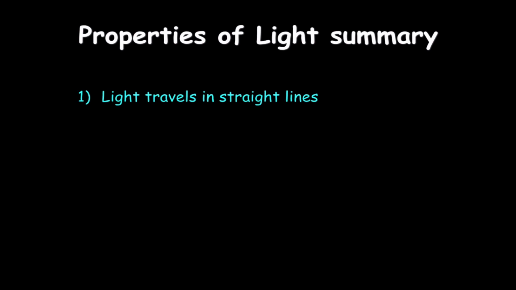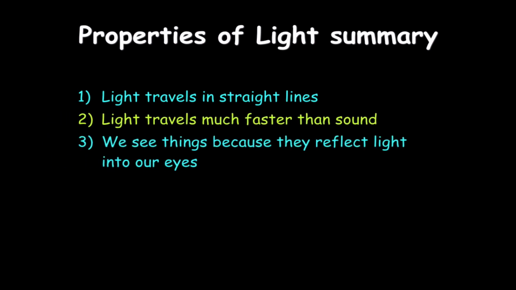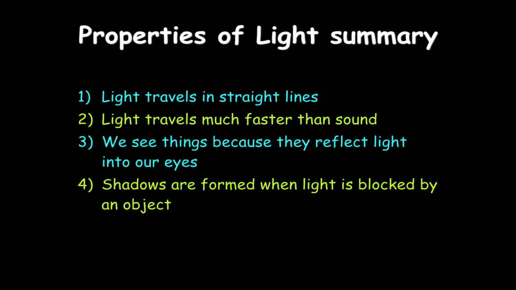So here's a summary. Light travels in straight lines. Light moves a lot faster than sound. We see things because they reflect light into our eyes. And shadows are formed when light is blocked by an opaque object. That's it.